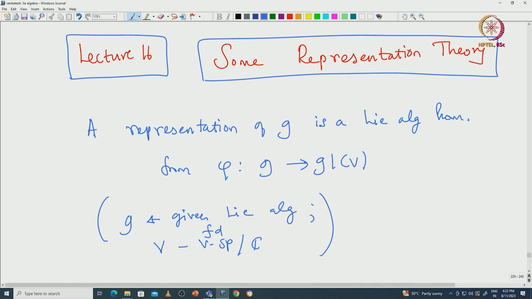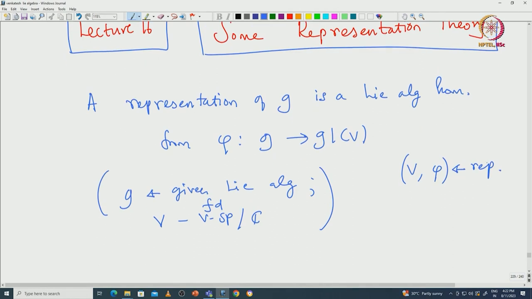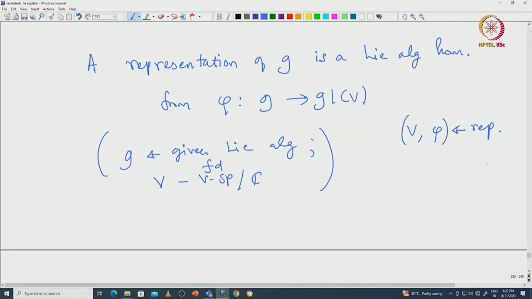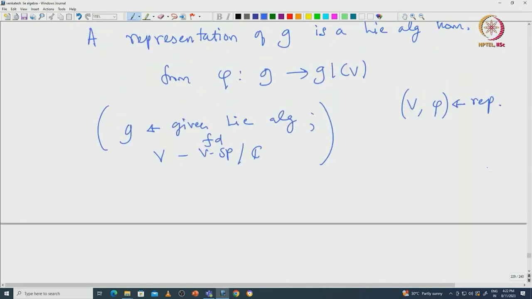So, basically you can say that a representation is a tuple (V, phi), if you want to emphasize both V and the action of G on V. Okay. So, this also you can call a representation. Here are some of the important things I want to emphasize. What is a representation? If you think about a representation of any algebraic object, basically you want to act the algebraic object on some vector space, so that each element of that algebraic object can be represented as some linear operator or matrix with respect to some basis of that vector space.